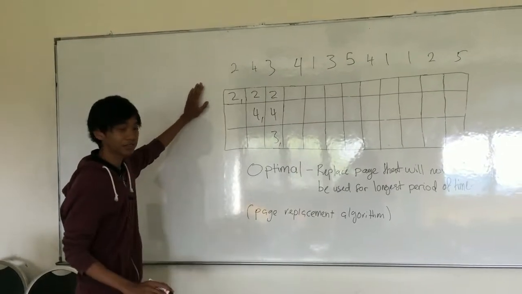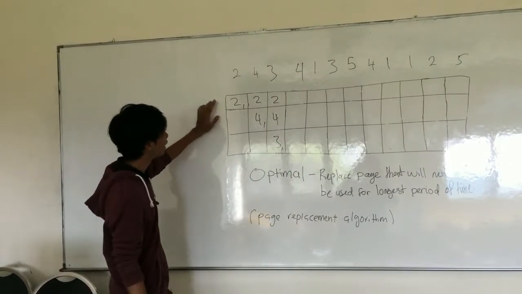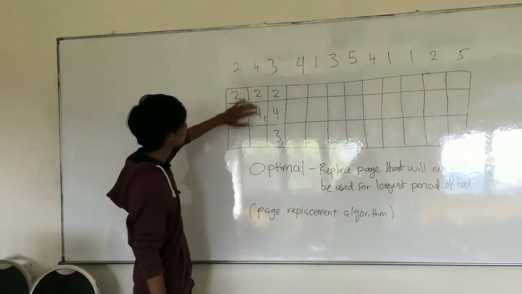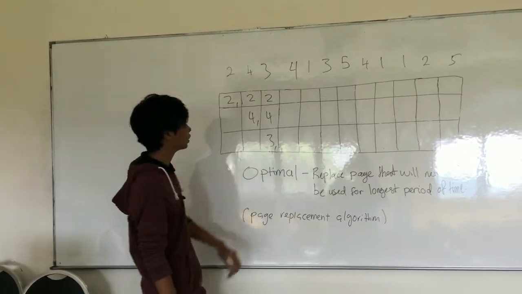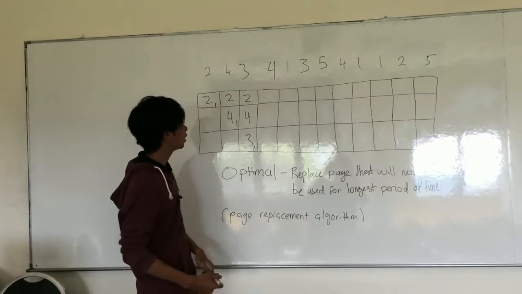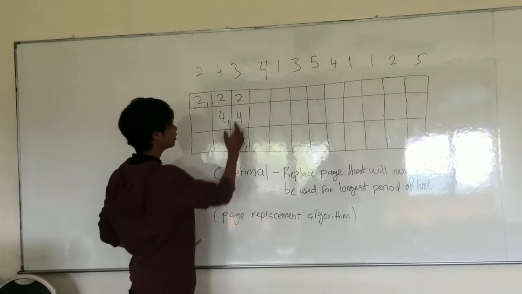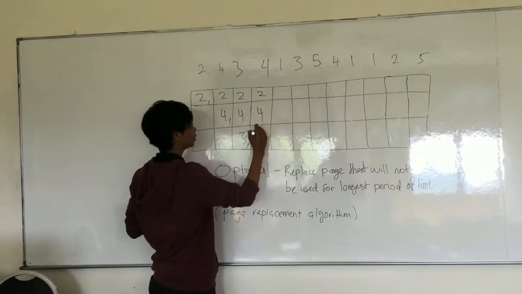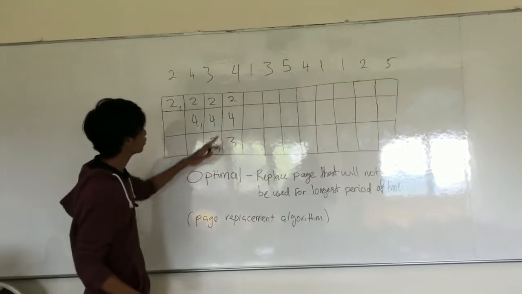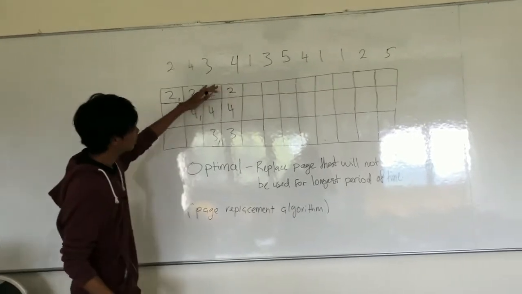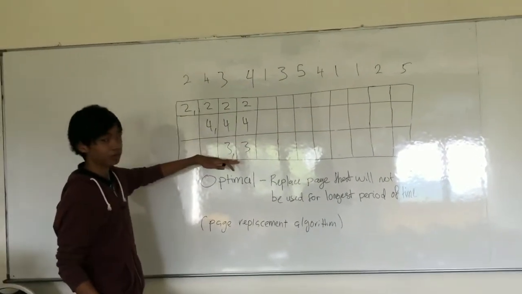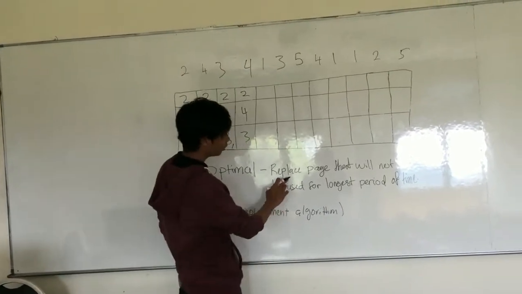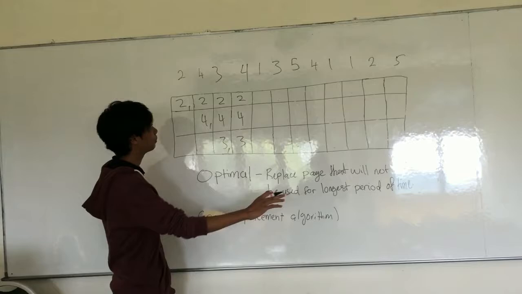So just like first in, first out, we'll just copy back the first 3 columns. For the first column 2, second 2, 4, and the third one will be 2, 4, 3. So for the fourth column, just like first in, first out, if you have the same number, you just copy back. Okay, so the fourth column will be 2, 4, 3. So next is number 1. Okay, we don't have a number 1 in our columns. So what we have to do is replace a page that will not be used for the longest period of time.